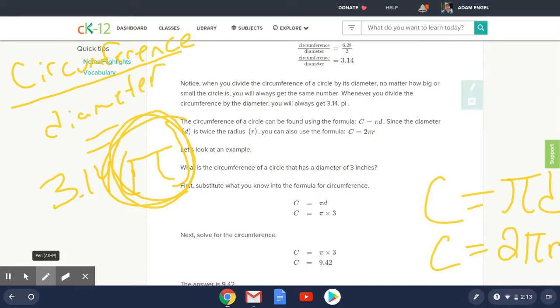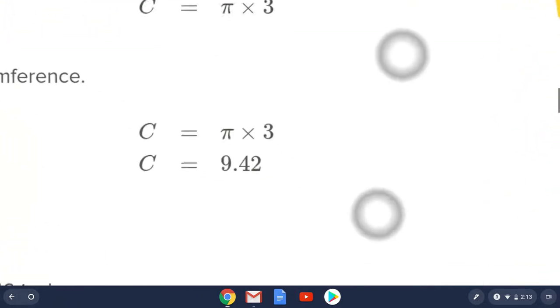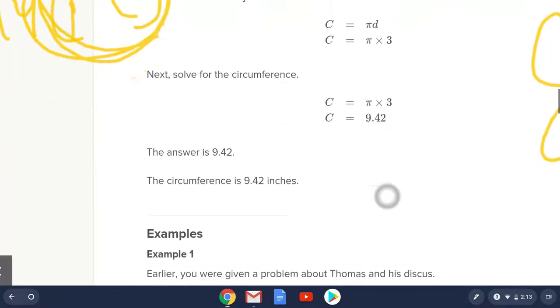Use a calculator for this, guys. Okay, so pause the video, use a calculator. 3 times 3.14 would get us what? If you said it would get us 9.42, you are absolutely correct.